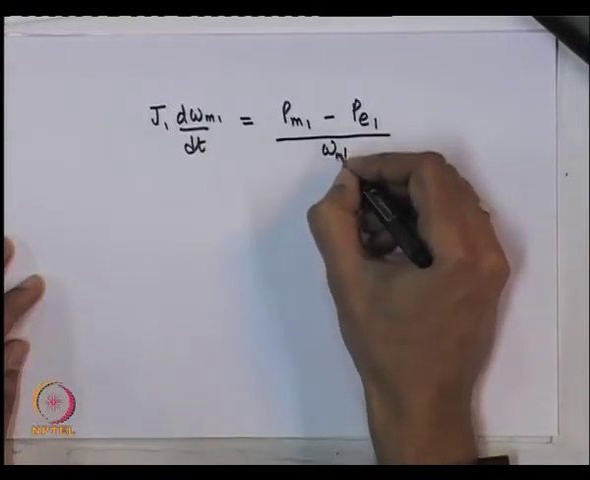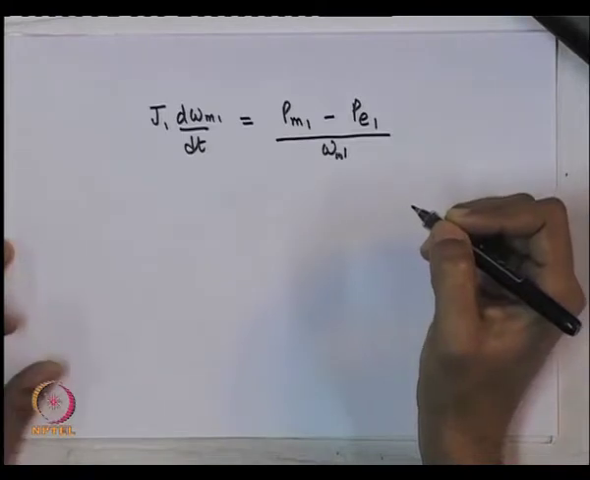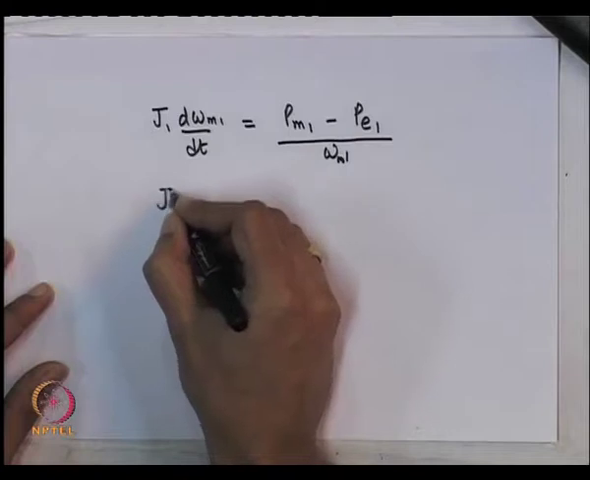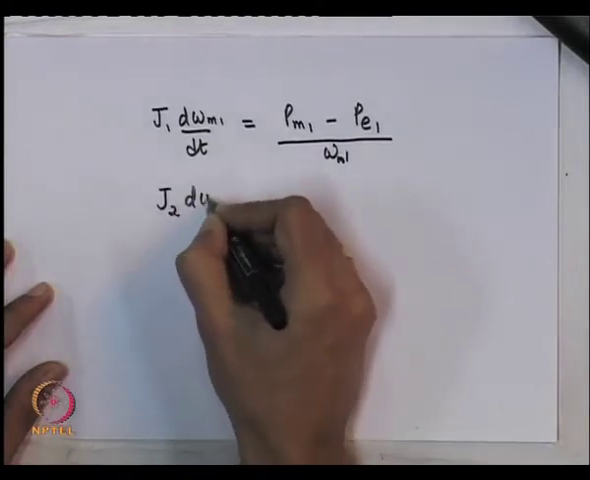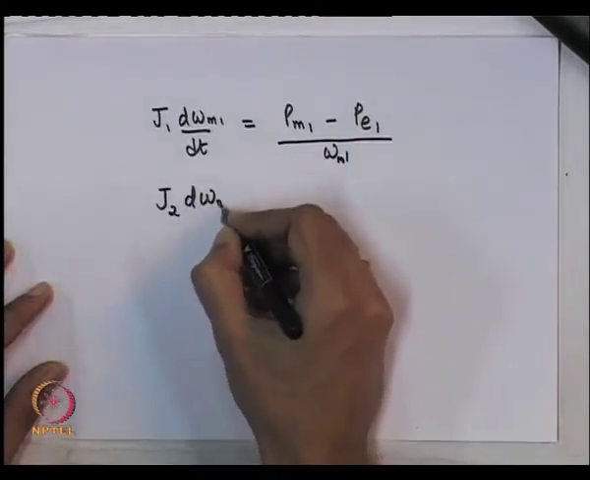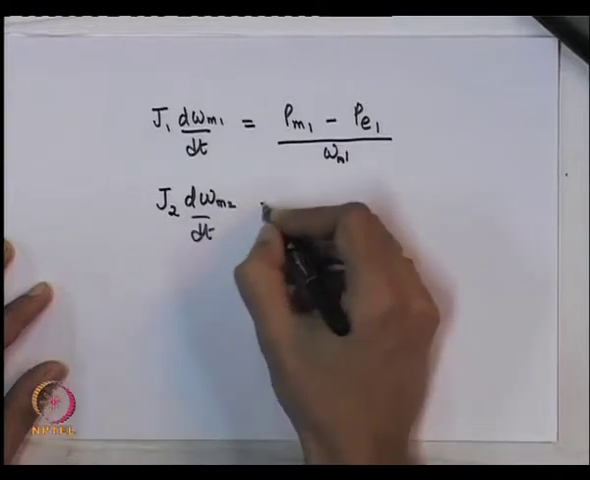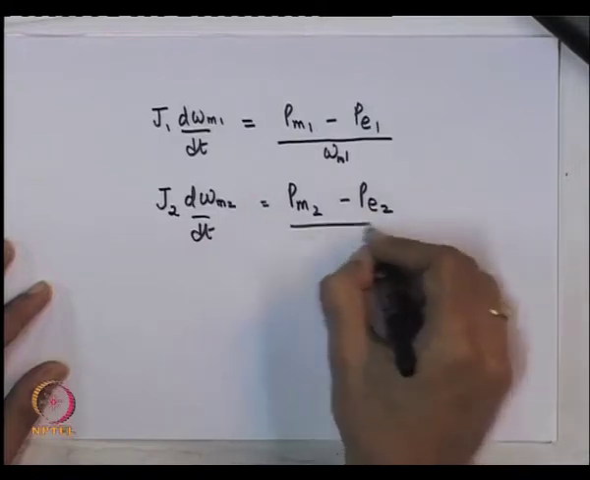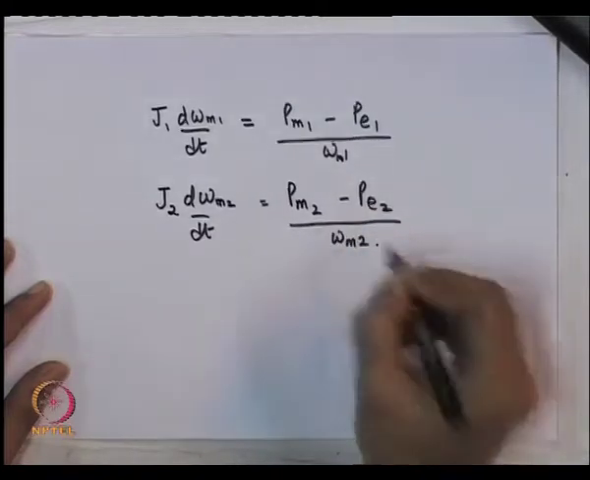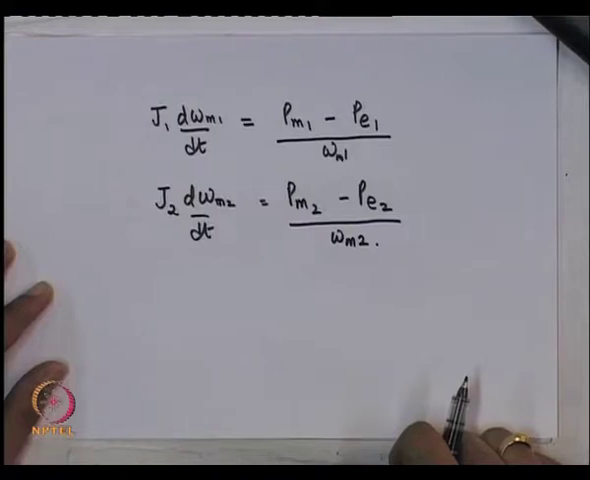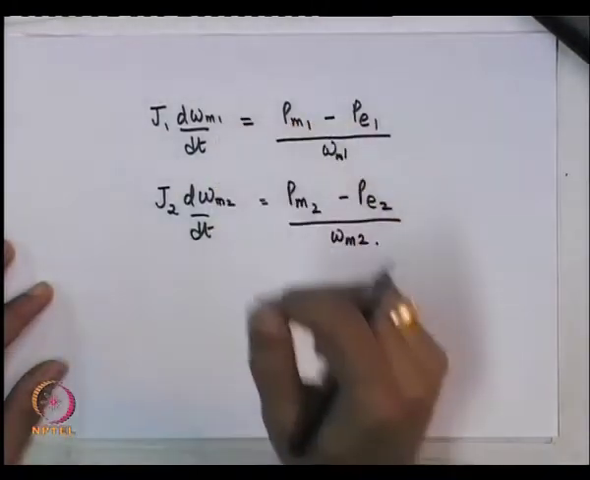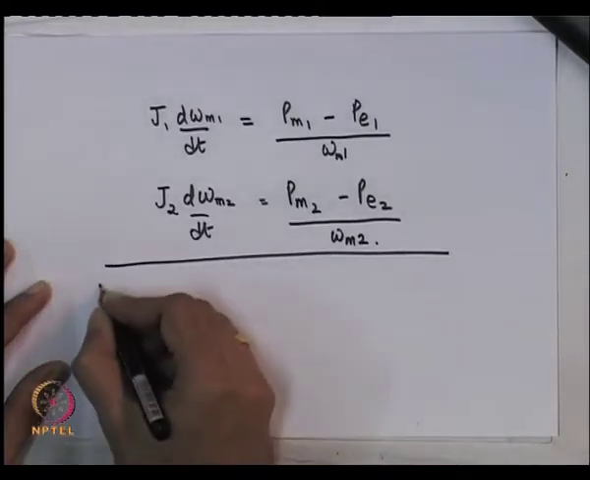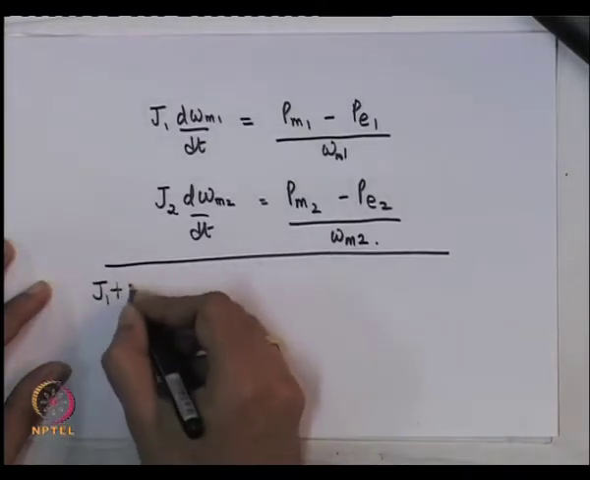Actually, you can use the subscript m1, I think I missed it out in the previous equation. This m denotes mechanical speed. Now, what you notice here is, if I add these two equations, I can write them like this, a little bit of algebra which I am skipping.